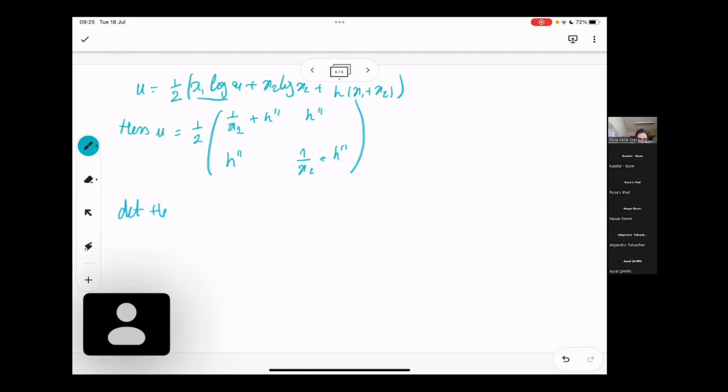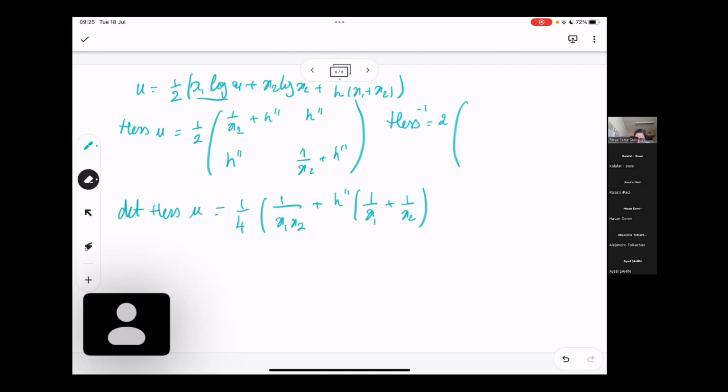Okay, now to calculate the inverse, I need to calculate the determinant of this Hessian. In fact, this calculation is going to be useful in my fourth lecture as well. So this determinant is, okay, there is a 1 over x1 times x2 term. There is this. And then the h prime prime squares cancel in the determinant, okay? So let me use that to calculate the inverse of the Hessian. Okay, so 2. In fact, let me simplify this a bit further. I can write this as this. If you reduce to the same denominator, it's a very easy calculation.